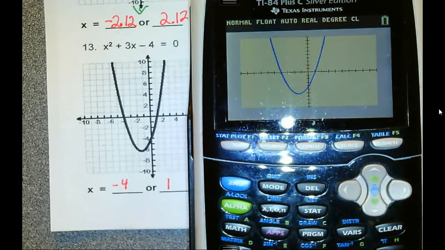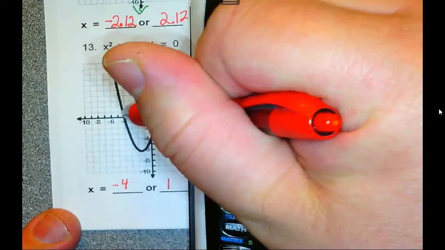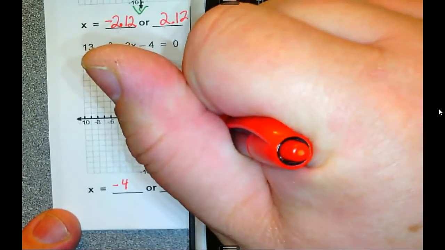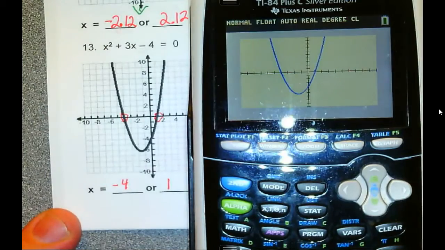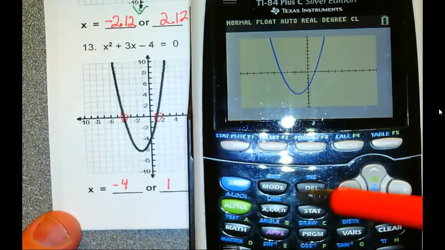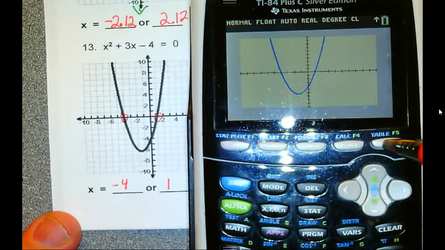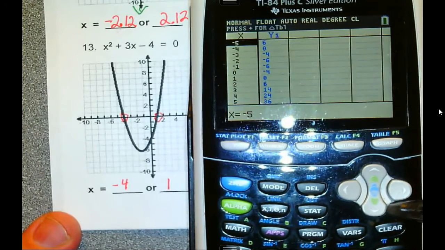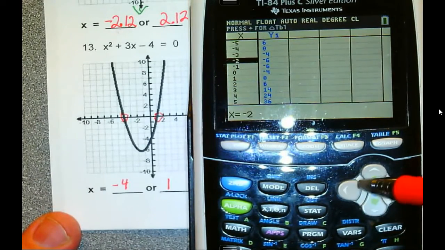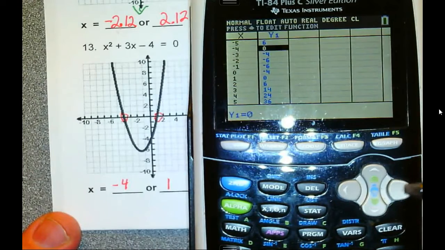Good for us. Now, I know that the y values are 0 here, right? So I'm going to check to see if negative 4 and 1 are the intercepts or the solutions. I'm going to check my chart. So second graph to get our table. And I'm going to look at negative 4. And lo and behold, it is one of the solutions because y is 0.